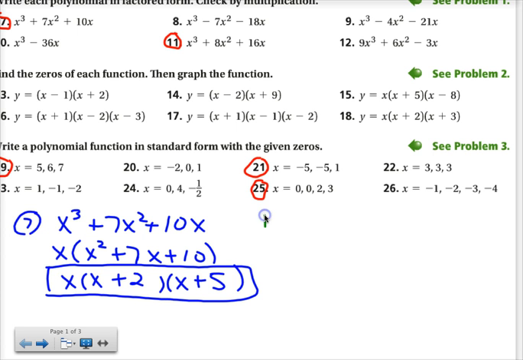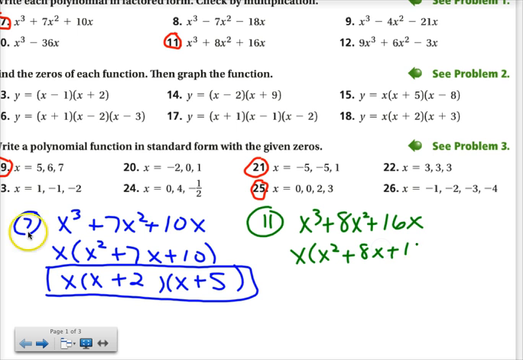Then number 11, we have x cubed plus 8x squared plus 16x. And again, you should notice, wow, I seem to be writing down a whole lot of x's. So we'll take an x out of all of those, and it'll look like so. Now, hopefully you're thinking, wait a minute, that might be a perfect square trinomial because this is x squared and this is 4 squared. I wonder if that middle term works. So is x times 4 times 2 equal to 8? And sure enough it is.